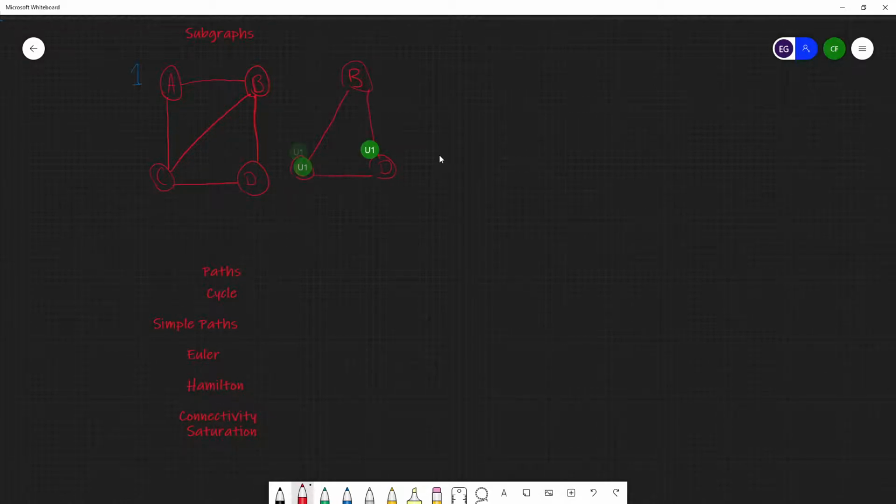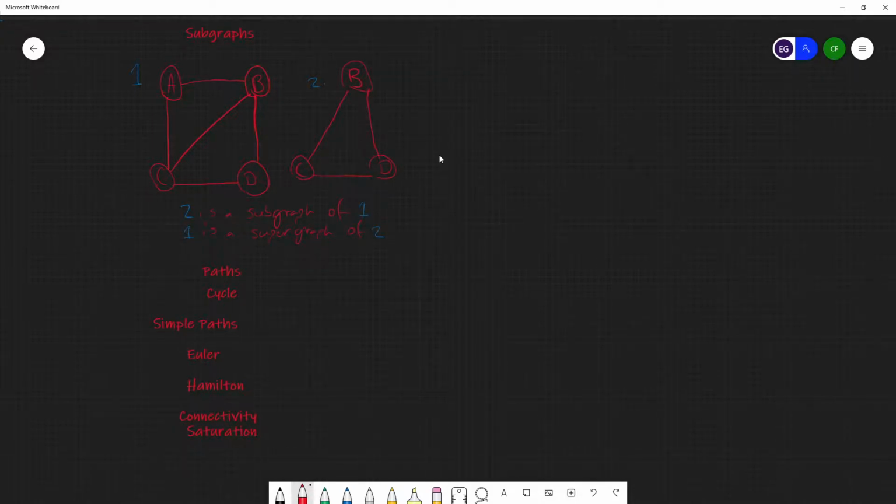So we have these two graphs here, and I'm going to call this one graph 2. We can say that 2 is a subgraph of 1, and 1 is a supergraph of 2. Now, how can we see this?